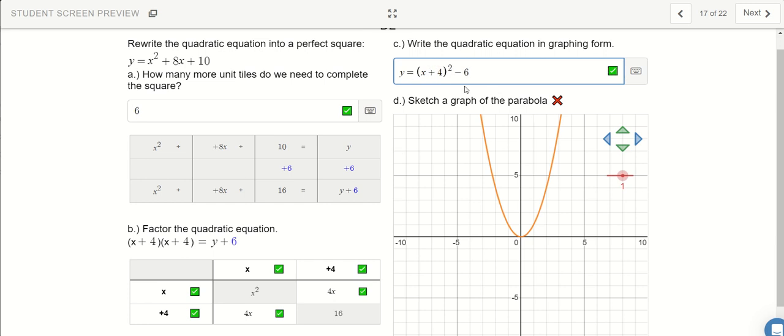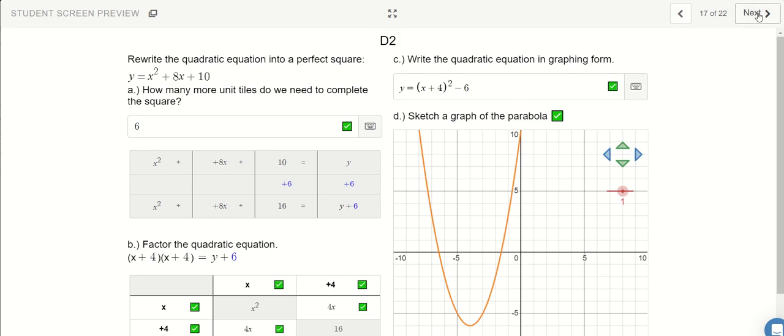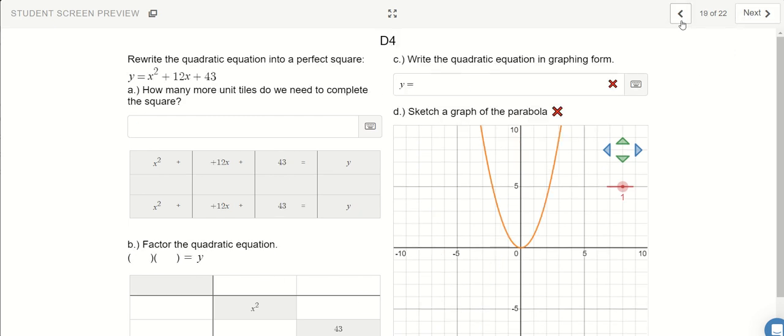Sorry about that. So now this is like this. I can go ahead and shift the parabola. Remember, it's opposite. Plus 4 means it's actually moving left 4. 1, 2, 3, 4. And then minus 6 is moving down 6. 1, 2, 3, 4, 5, 6. All right, and second to last one.